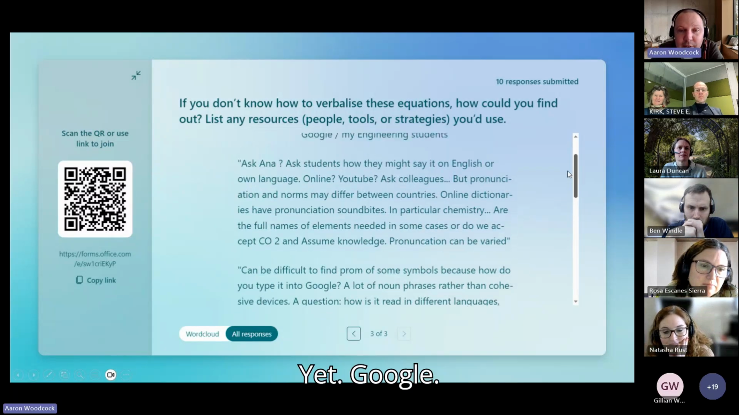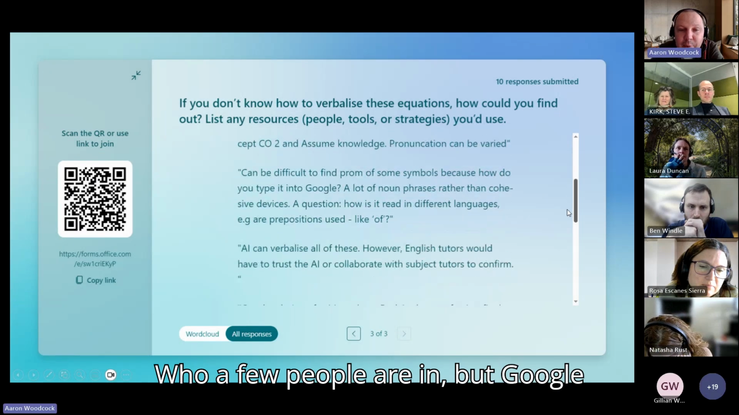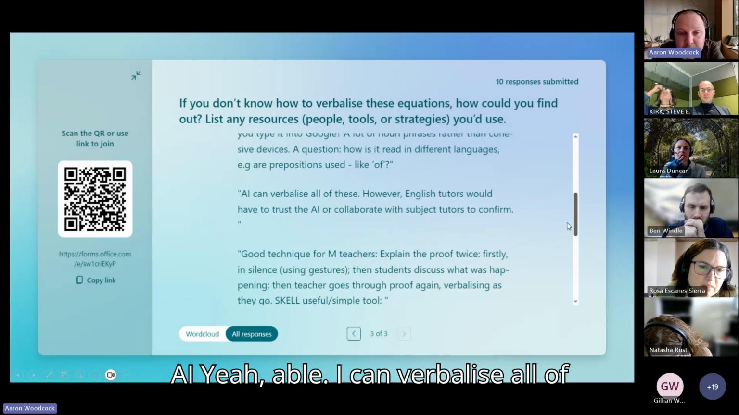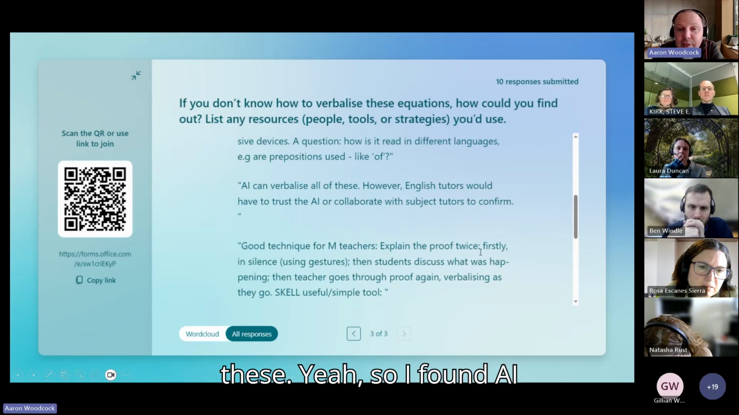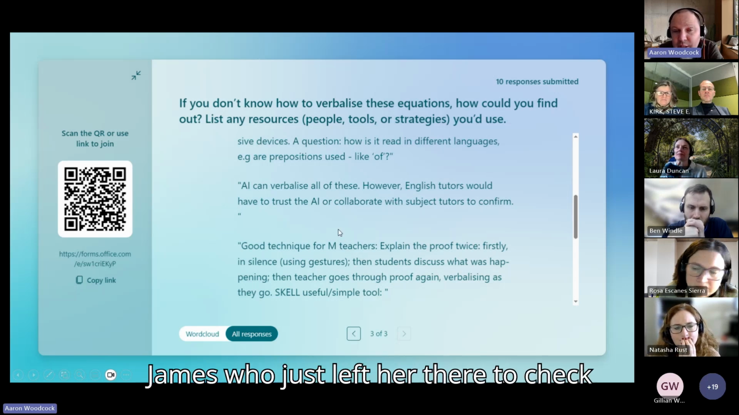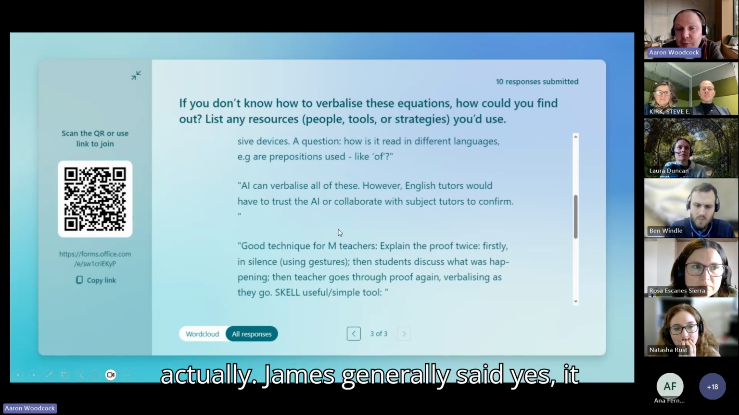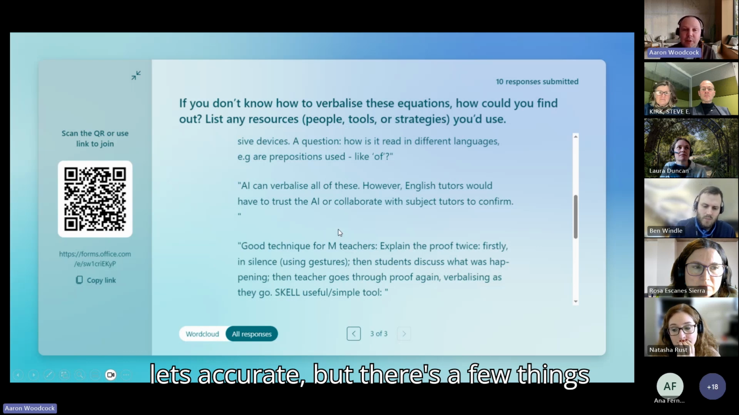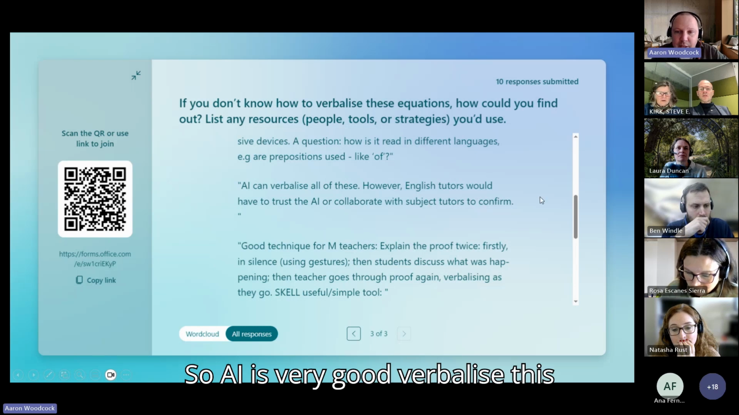Google. A few people have written about Google AI. Yeah, I can verbalize all of these. So I found AI very useful myself, and I've worked with James, who just left, to check, because I found it's quite accurate actually. James has generally said yes, that's accurate, but there's a few things that it might get wrong or sound funny. So AI is very good.